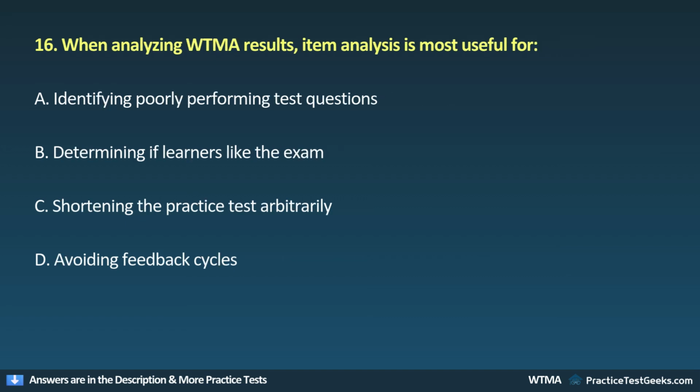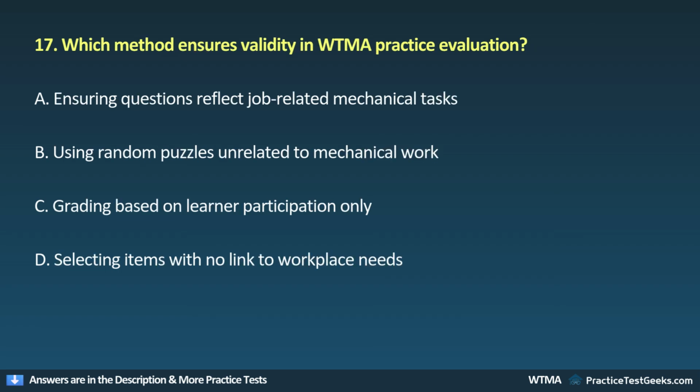16. When analyzing WTMA results, item analysis is most useful for A. Identifying poorly performing test questions. B. Determining if learners like the exam. C. Shortening the practice test arbitrarily. D. Avoiding feedback cycles.